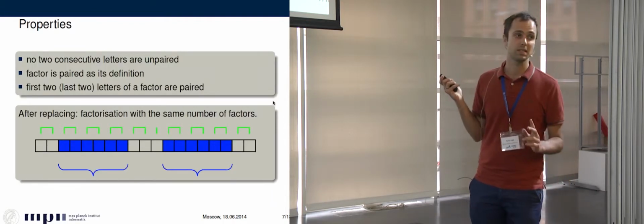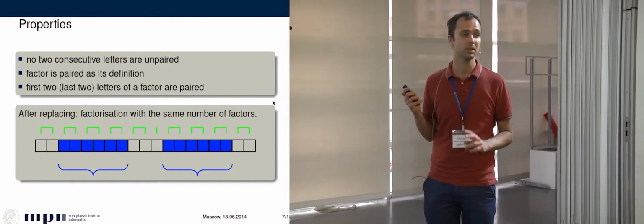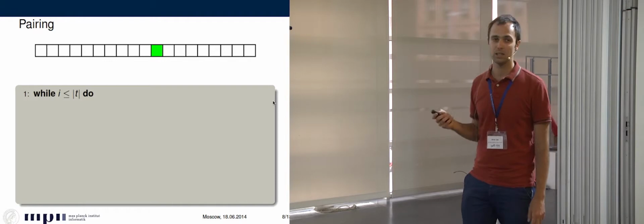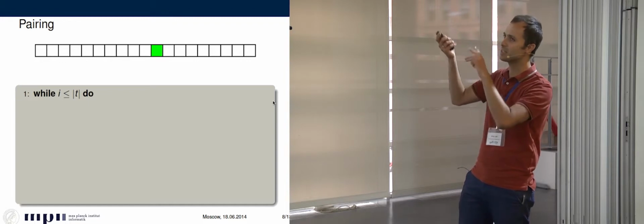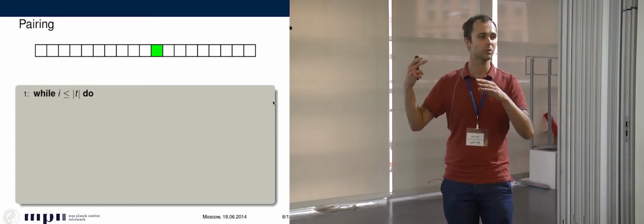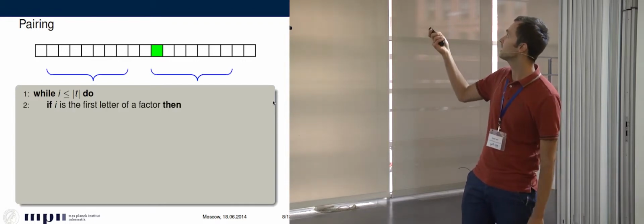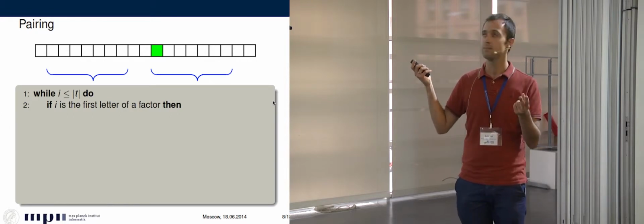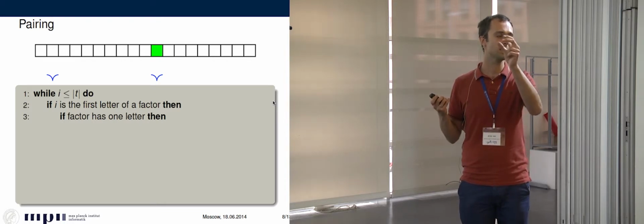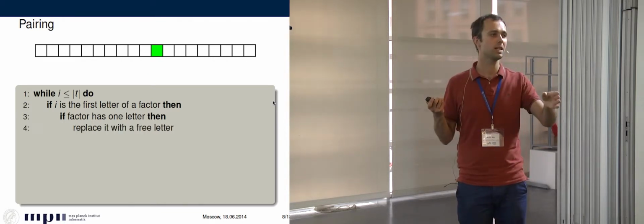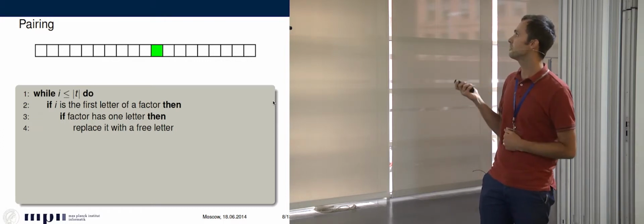And the number of factors is the same. The number of free letters changes because some of them are compressed into one, but the number of factors is the same. Okay, so how would the algorithm look like? We scan the word from the left to the right, and as long as the text has at least one letter, which means that we still should produce some pairing, we scan the word from left to right, and if the letter that we see is the first letter of some factor, then we check if the factor is non-trivial, in the sense that it has more than one letter. If it has exactly one letter, then we just demote it into a free letter, because this is not really a factor. We cannot pair anything without this factor, so we replace it with a free letter.